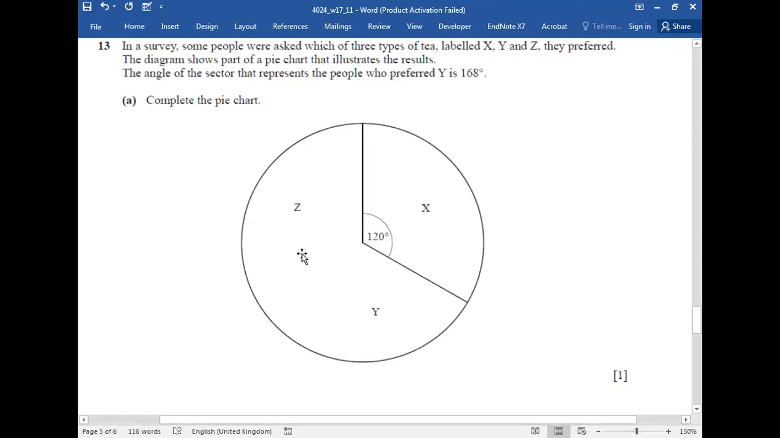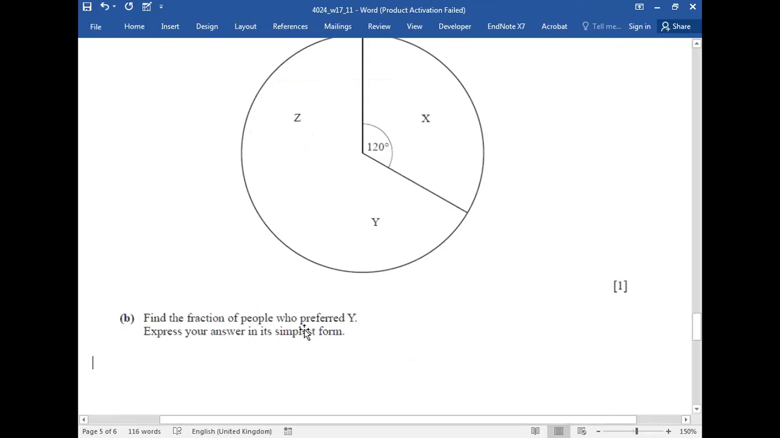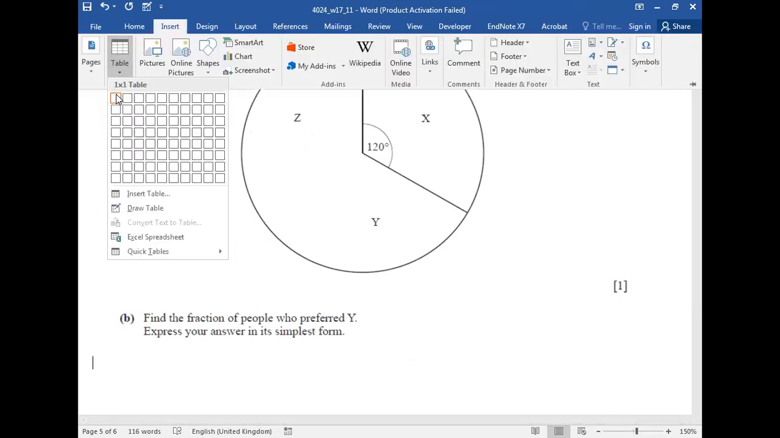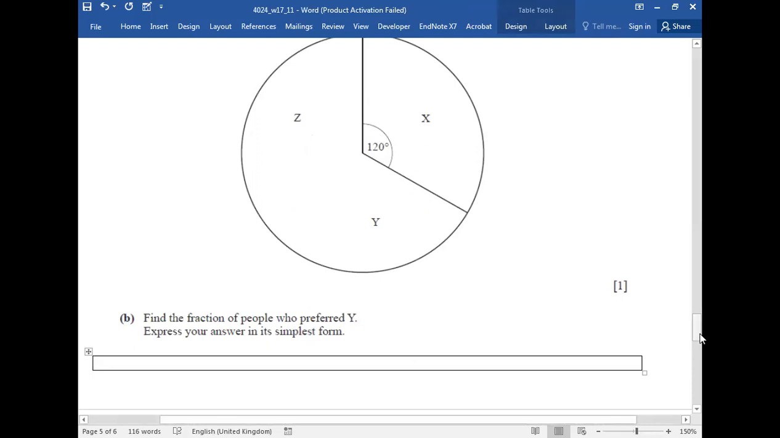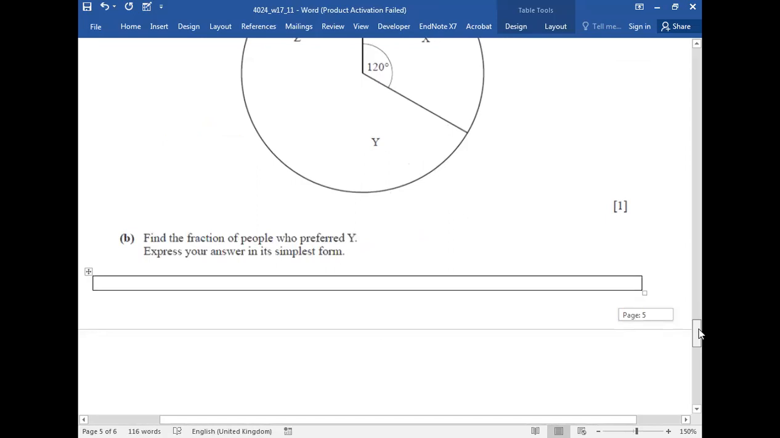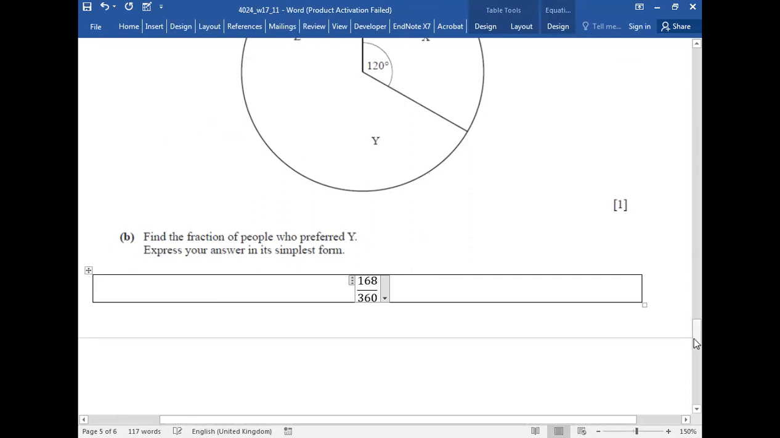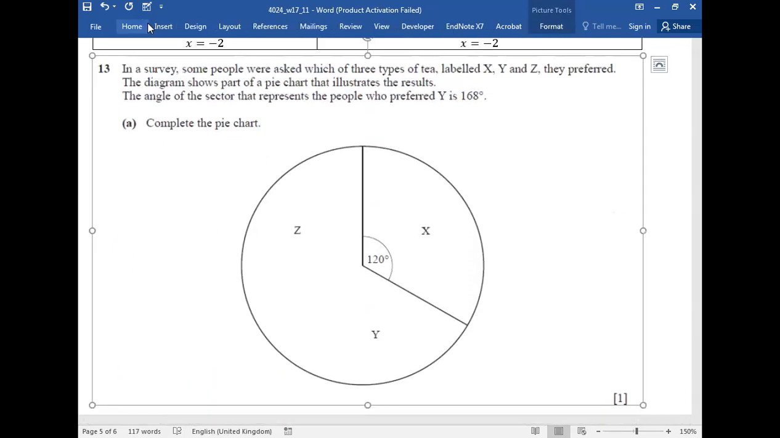The angle Y will take is 168. And obviously Z का remaining angle आपके पास बच जाएगा. You will place your D and then you will complete the pie chart. Pie chart का पूरा जो operation है, fraction पे चलता है. Find the fraction of people who preferred Y. What is the angle of people who preferred Y? 168. And what is the total angle? 360. So even though I do not know the quantity, I'll use these angles, 168 out of 360. Can you simplify this and tell me what do you get? Without using a calculator, obviously.